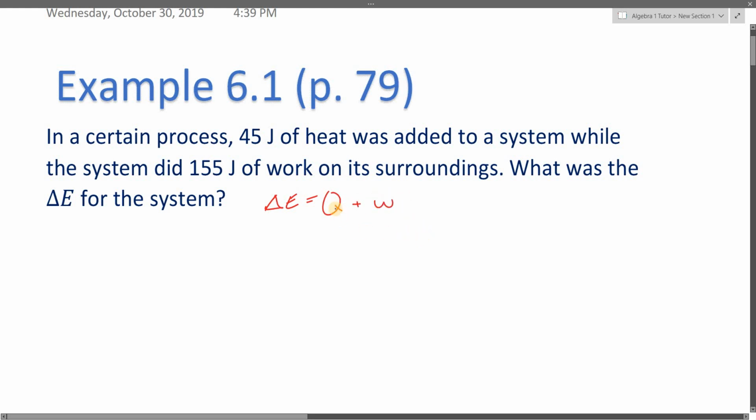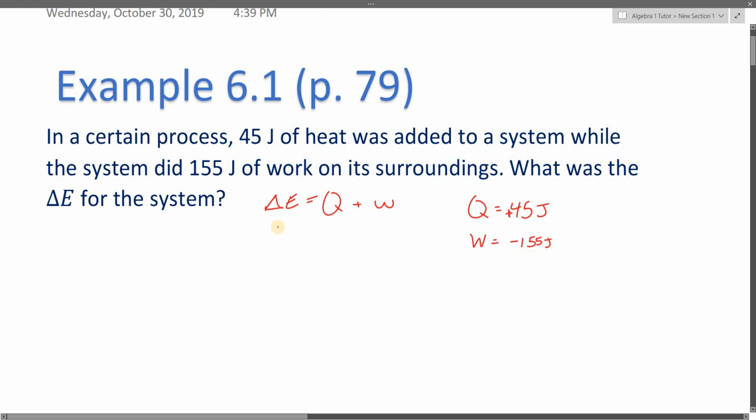And so that's what we have. Q stands for energy in the form of heat, and W stands for energy in the form of work. And so we're going to write these over here. Q is equal to 45 joules of energy. And because heat was added to the system, it is going to gain energy, so the sign of this will be positive. Then because the system did work on the surroundings, it's going to lose energy. So we're going to get W to equal negative 155 joules.